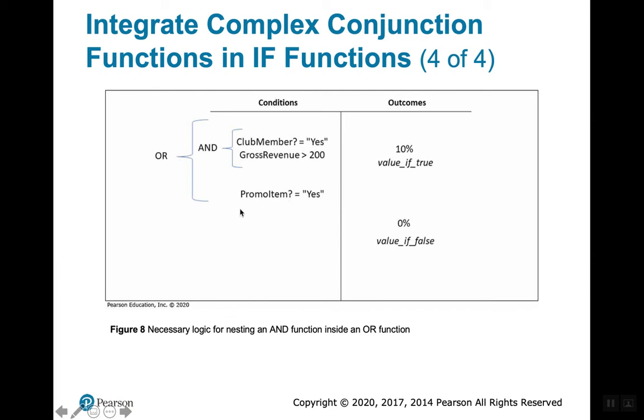All right. Or, if both these values are true, or if it's a promo item, we'll give it the outcome of 10%. Otherwise, we use a 0%. All right. So as we get more sophisticated with working with functions and ands and ors and all this logical stuff, we really have to sit down and map this stuff out carefully, so it operates the way we want it to operate.